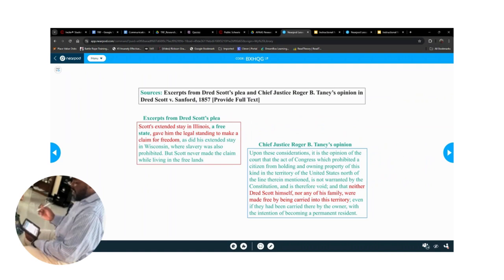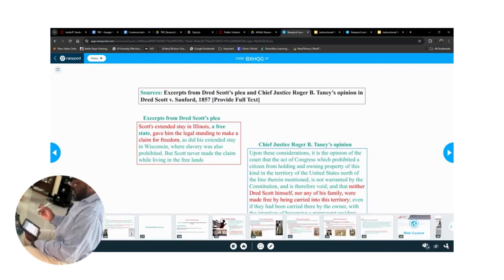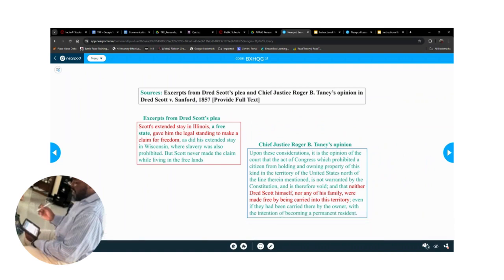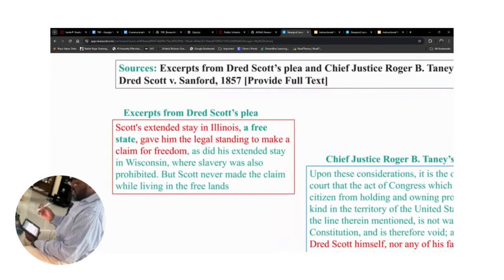We'll go back and look at the, I forgot the code, but I know I put it in your source book, okay? All right. Excerpts of Dred Scott's plea. Let me get B. Can you read that one for us? Read us the Dred Scott part.